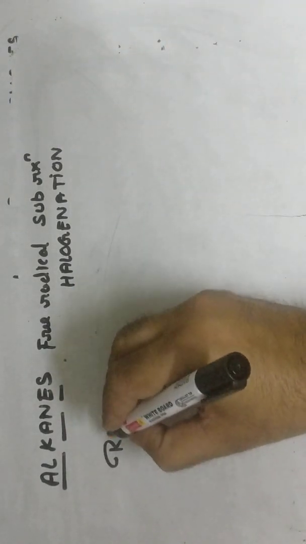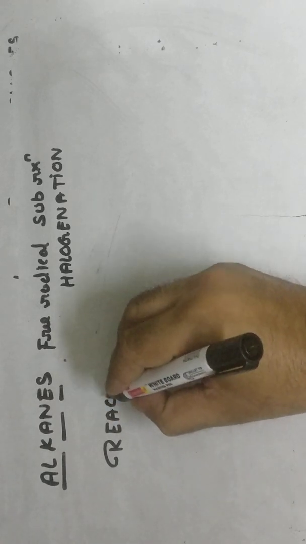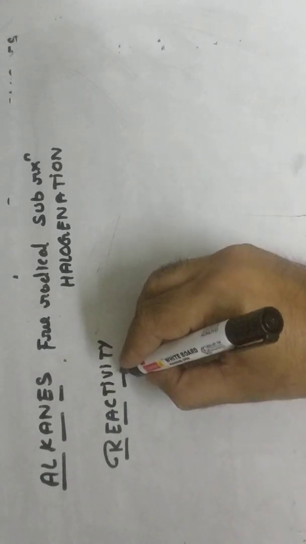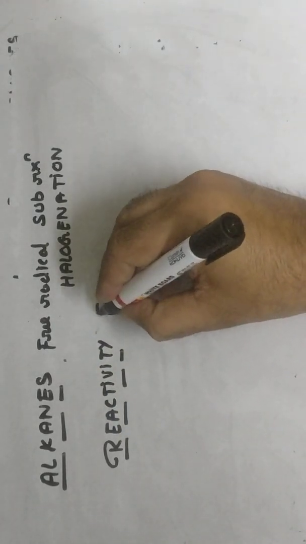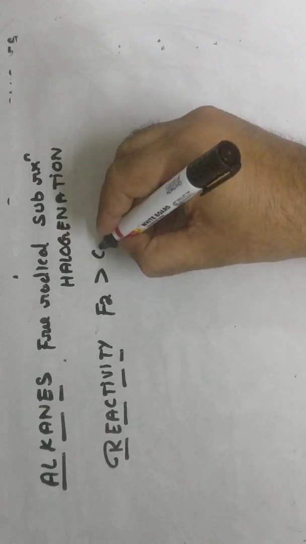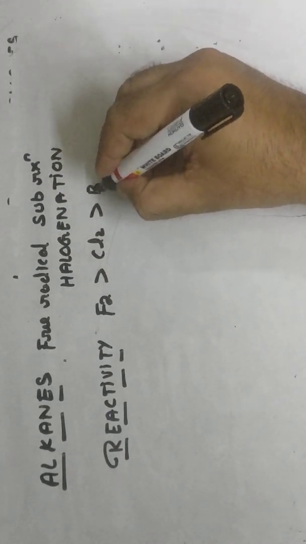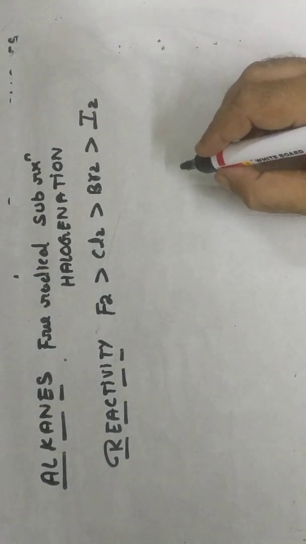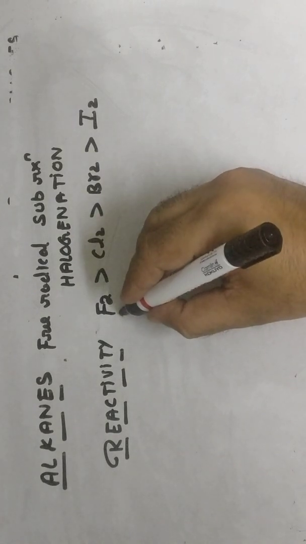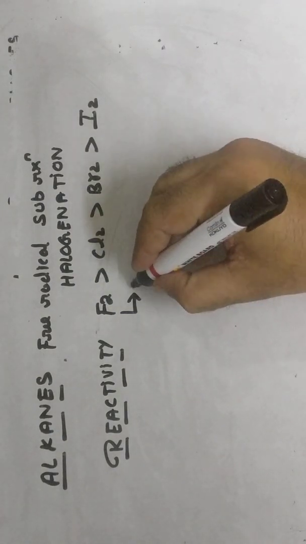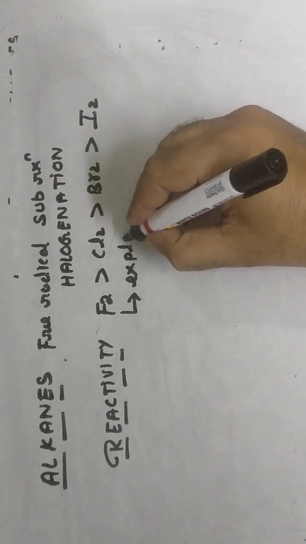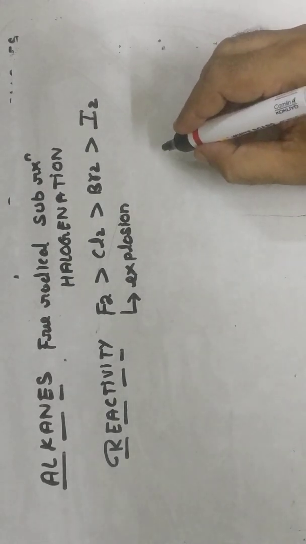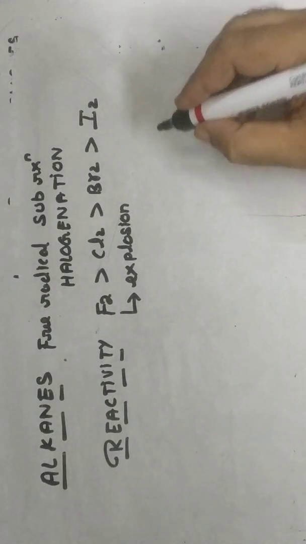In this reaction, if you see the reactivity of the halogens, reactivity means the rate at which they react. The most reactive halogen is fluorine, followed by chlorine, followed by bromine, followed by iodine. That's the order of reactivity. In fact, with fluorine the reaction is so fast and so exothermic that it leads to explosion. Generally we avoid fluorine in this reaction, or we have to use it in diluted form.